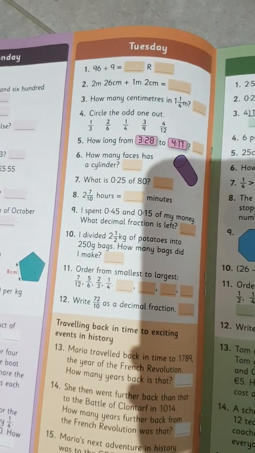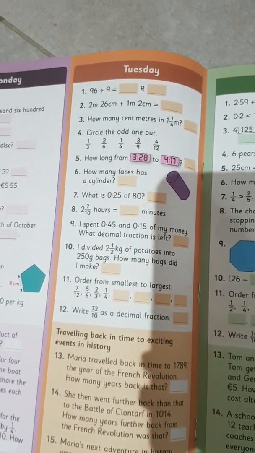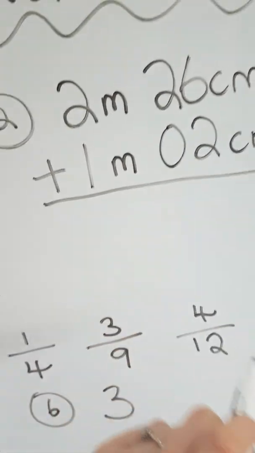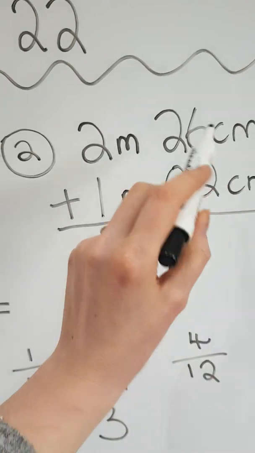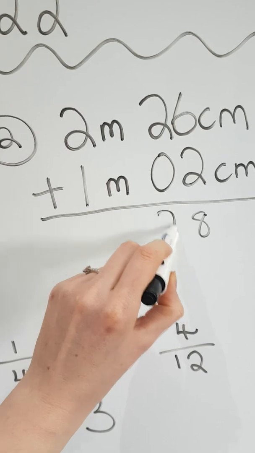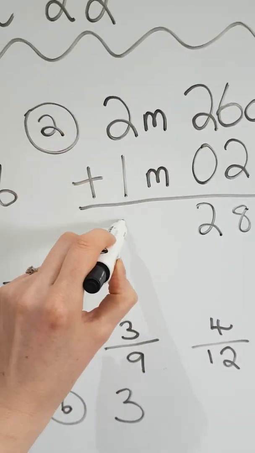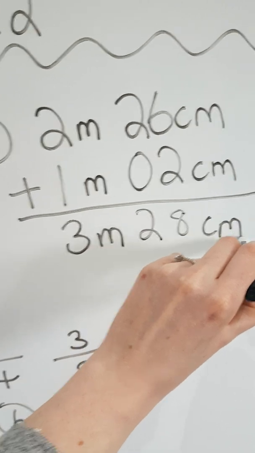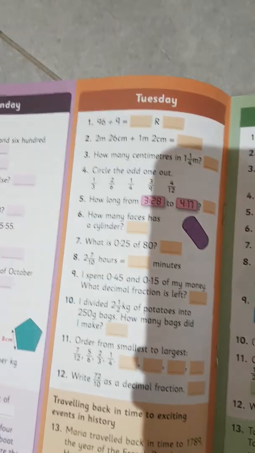So question 2, 2 meters and 26 centimeters plus 1 meter and 2 centimeters. I've written it out like a sum. Just be careful with the 0 here, with your place value. So adding 6 and 2 is 8, 2 and nothing is 2, and then 2 and 1 is 3, so 3 meters and 28 centimeters.